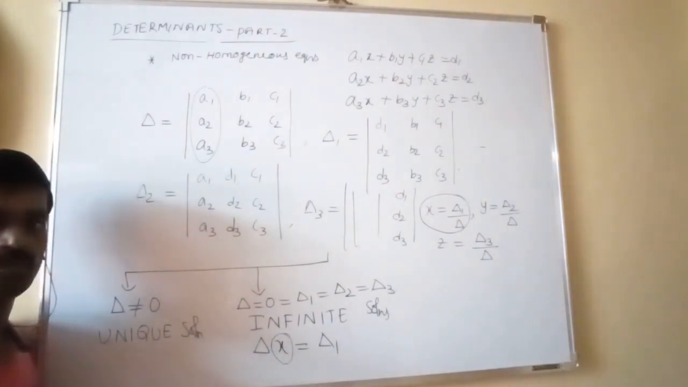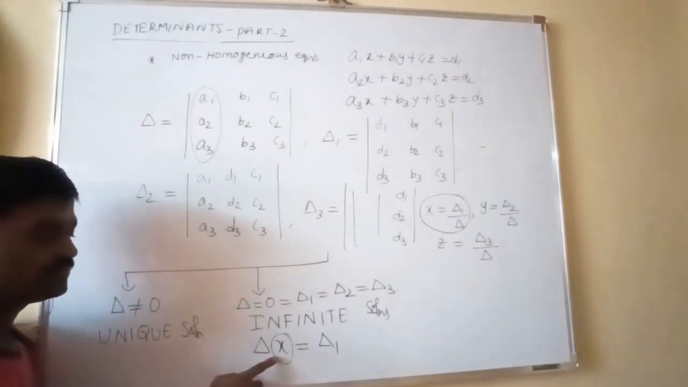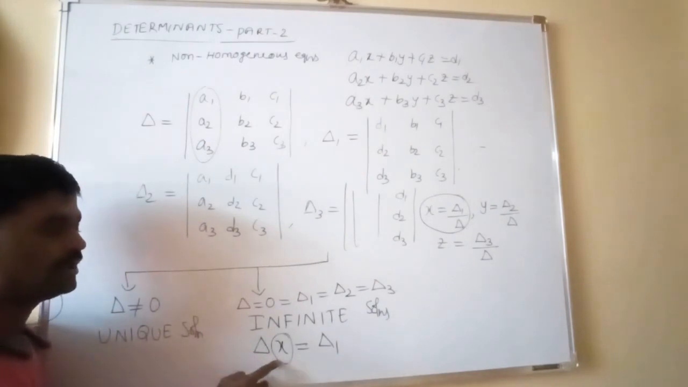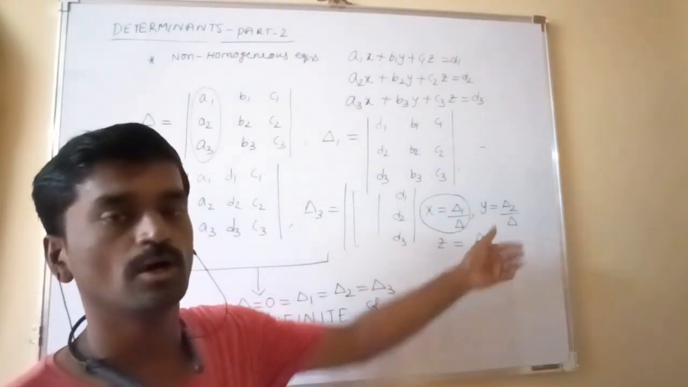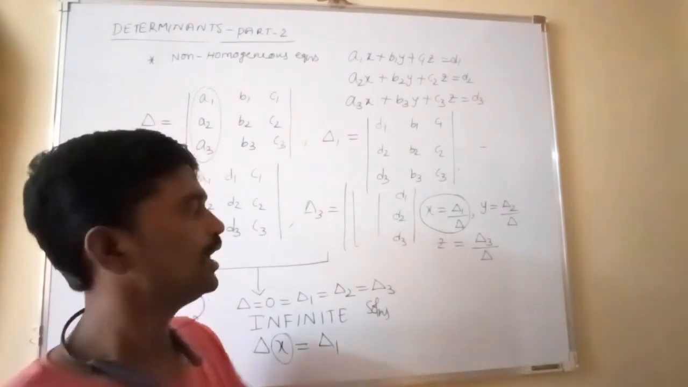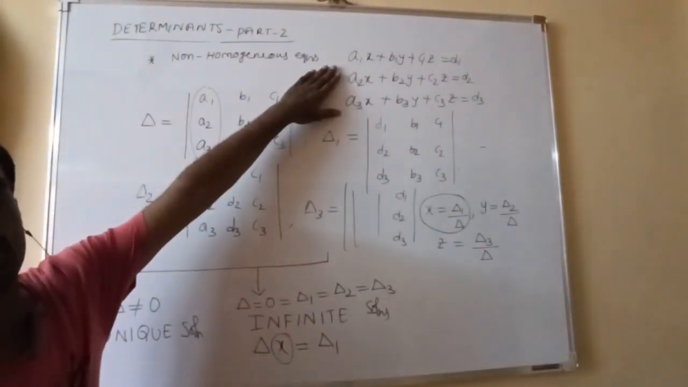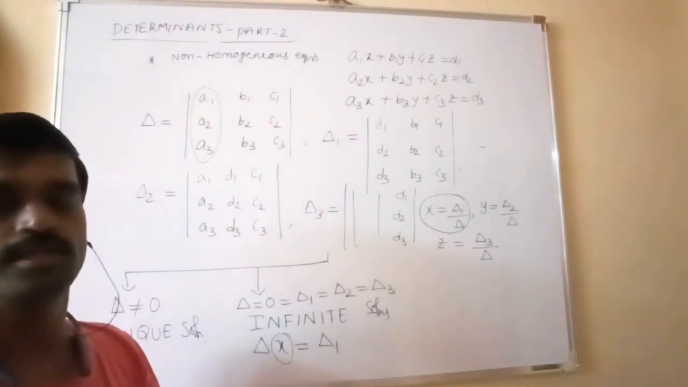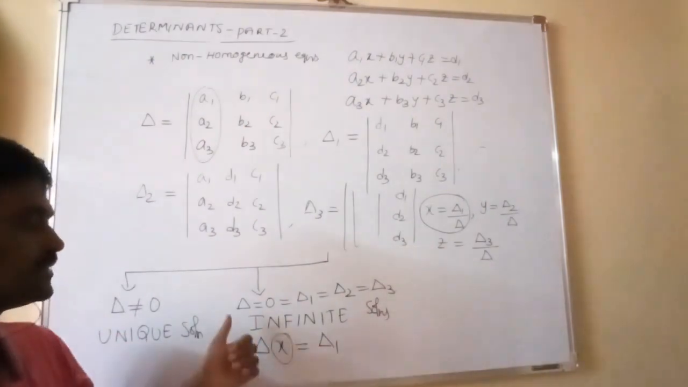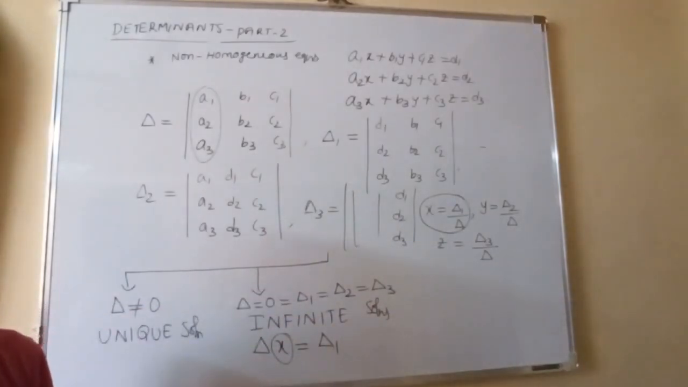That means x takes how many values? Only one value or more than one value? It takes infinitely many values. So there exist infinitely many x such that delta into x is equal to delta 1. Similarly, how many values are taken by y? Infinitely many values. And how many values taken by z? Infinitely many values. So we can conclude the given system of equations has infinitely many solutions, because here x, y, z take infinitely many values. This is the case where delta is 0, delta 1 is 0, delta 2 is 0 and delta 3 is 0. That means all these four determinants are equal to 0.